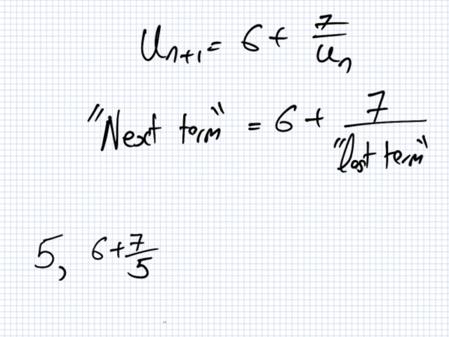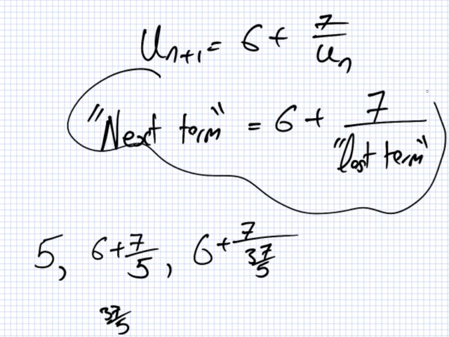That is 37 over 5. So then the next term will be 6 plus 7 over the last term. It's just another way to think about it. If you want to think about it in words, it's like this.